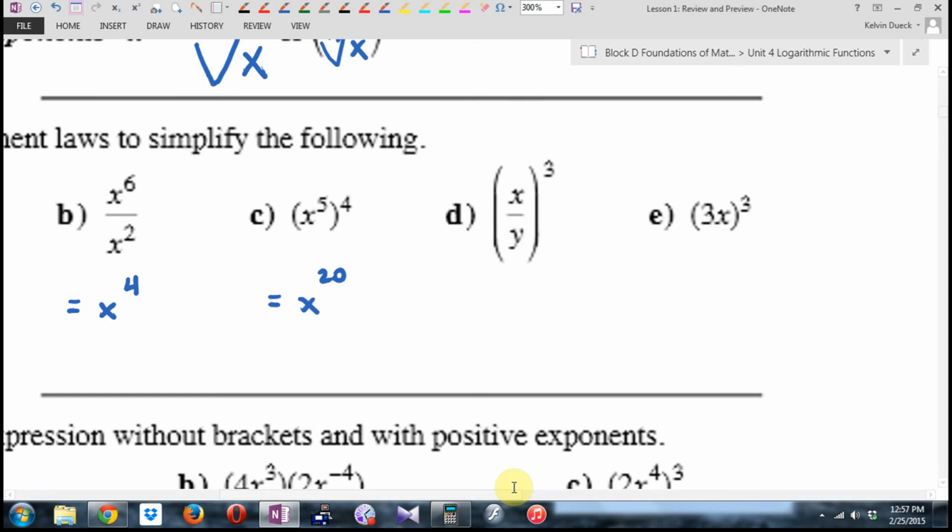D. Is the exponent, sorry, are the variables inside brackets? Is the exponent outside brackets? It goes on everything. There's power to a power. Goes there, goes there. It's going to be x cubed over y cubed.